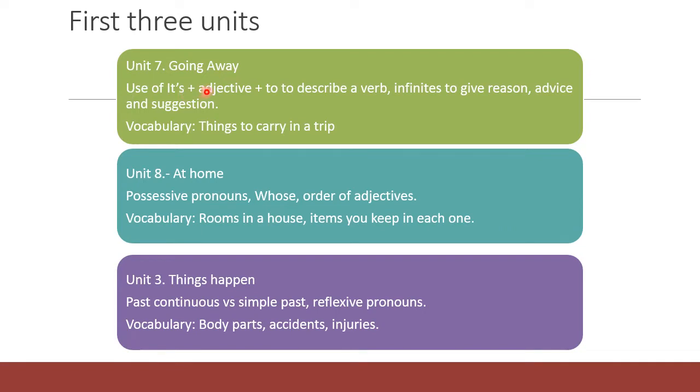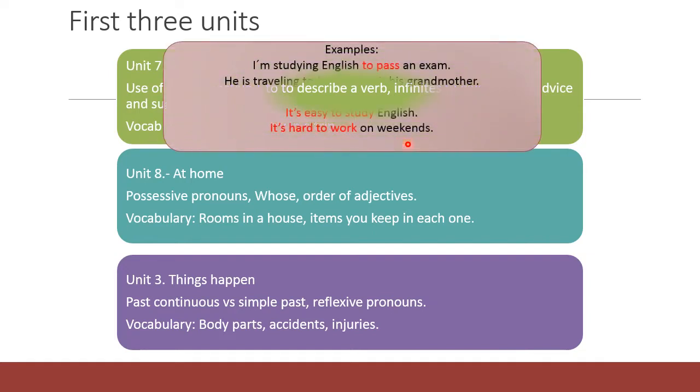Use of it's plus adjective plus to describe a verb, and also infinitives to give reasons, advice and suggestions. In vocabulary, things to carry on a trip. So here we are going to focus on grammar. Examples. I'm studying English to pass an exam. He's traveling to Japan to visit his grandmother. So in these two examples, we are using the infinitive. Remember, infinitive is to plus the verb to give a reason.